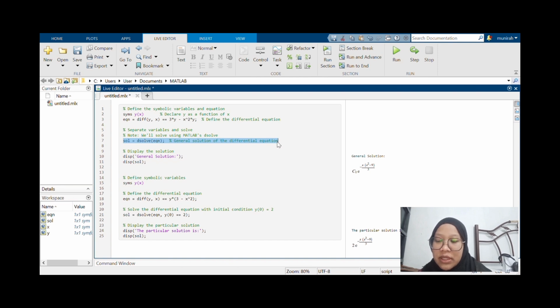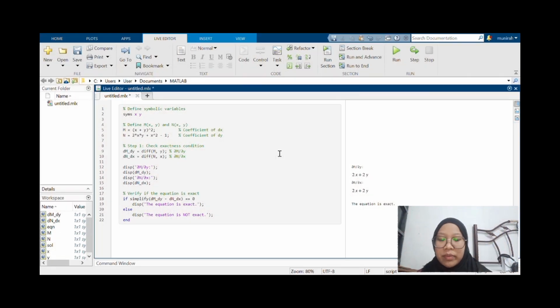It then defines another differential equation, diff(y,x) equals y multiplied by 3 minus x to the power of 2, and solves it, giving the initial condition y(0) equals 2, implying that the solution should satisfy y equals 2 and x equals 0. Finally, it shows this particular solution satisfying the initial condition. The above code first calculates the general solution of a differential equation and then determines the particular solution.